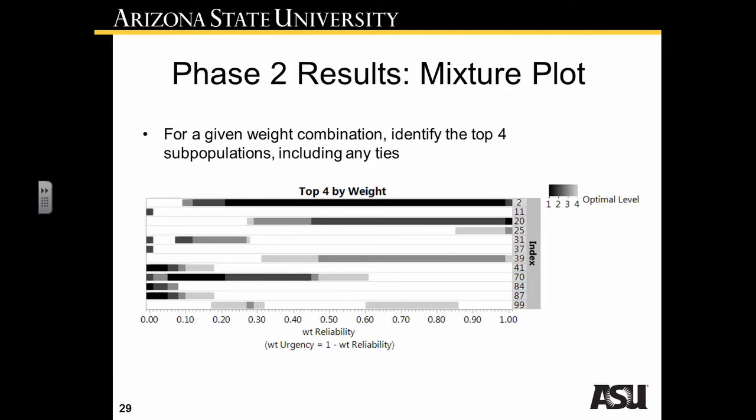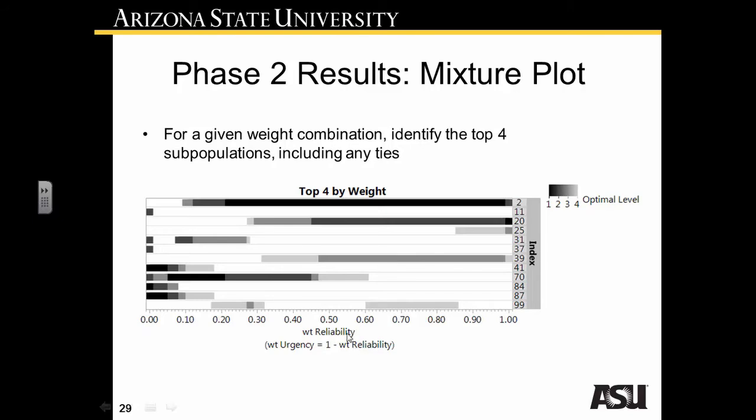There are several graphs to help guide you to a decision that result from these phase 2 results after we scale and use the desirability function criteria. So here I'm going to go through the different types of plots to help you guide your decision to find the top, in this example, the top 4 most critical subpopulations. So this first plot is the mixture plot, and this allows you to compare the top 4 solutions at any given weight combination. The x-axis contains the weight on one of our criteria. In this case, it's the weight on our reliability objective.